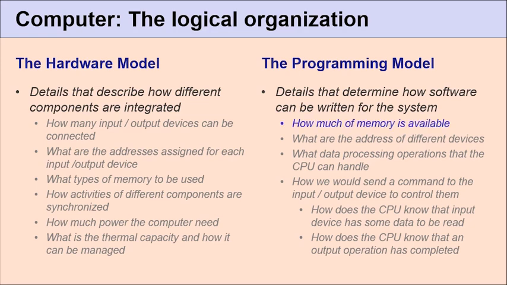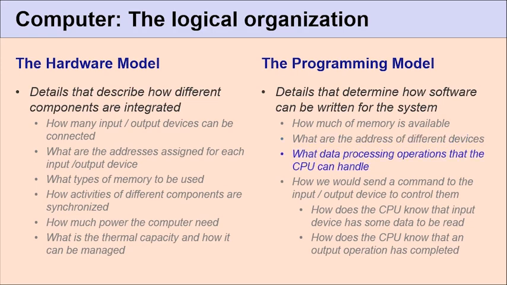For example, how much memory is available in the computer and how the memory is organized. Whether I can store in terms of bytes, whether I can store in terms of Unicode characters, whether I can store in terms of a larger word, etc. Then the programmer needs to know what the addresses of each device are, because if you want to send data to a particular device, he should know the address of that device.